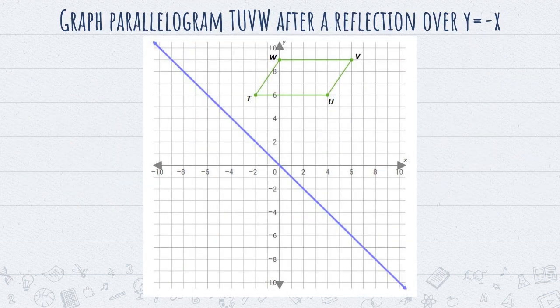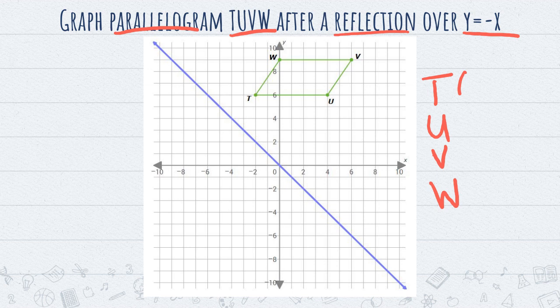Okay, so we're going to keep getting harder. So on this one, we have parallelogram TUVW, after reflection over the line y equals -x. So I'm going to start by listing my points. So I have TUVW, because remember, we have to list them in the correct order.